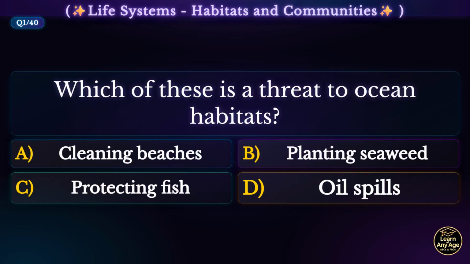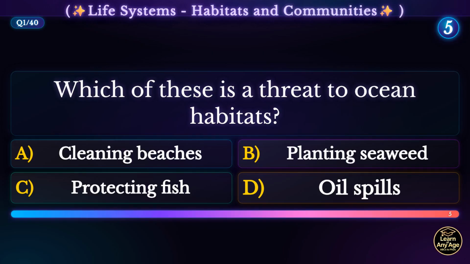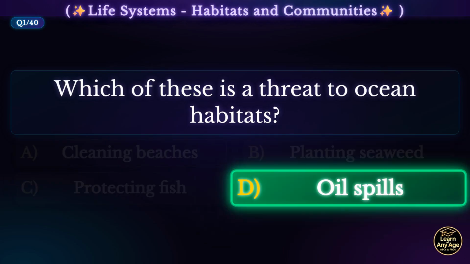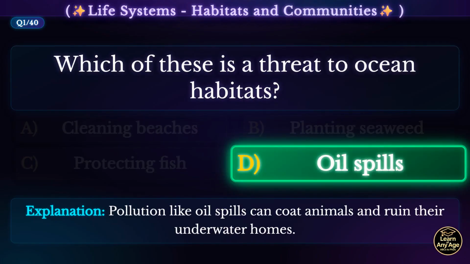Which of these is a threat to ocean habitats? Cleaning beaches, planting seaweed, protecting fish, oil spills. Oil spills. Pollution like oil spills can coat animals and ruin their underwater homes.